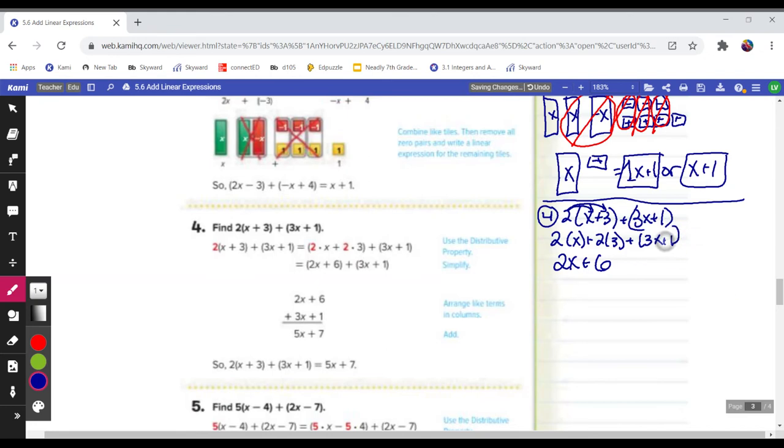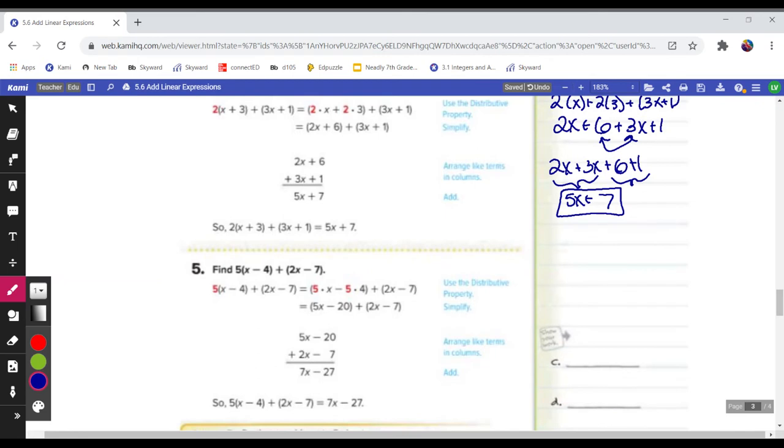The quantity 3x plus 1, I can just rewrite that as plus 3x plus 1. So commutative property of addition, I'm going to switch the order of those two terms. 2x plus 3x plus 6 plus 1. I'm going to combine my like terms, so 2x and 3x is 5x. 6 plus 1 is 7. So 5x plus 7 is my final answer.